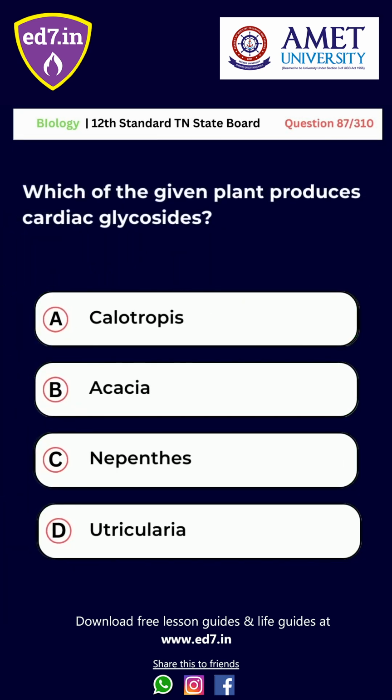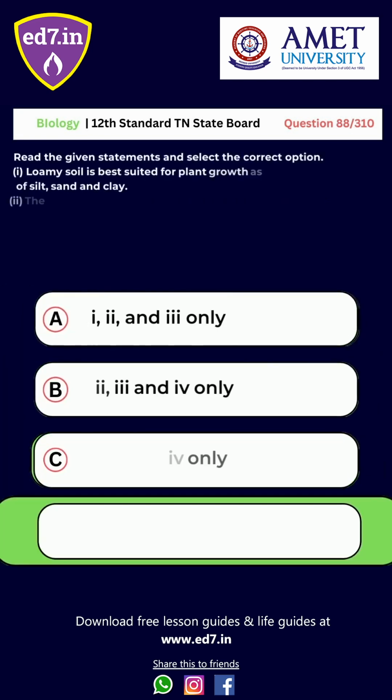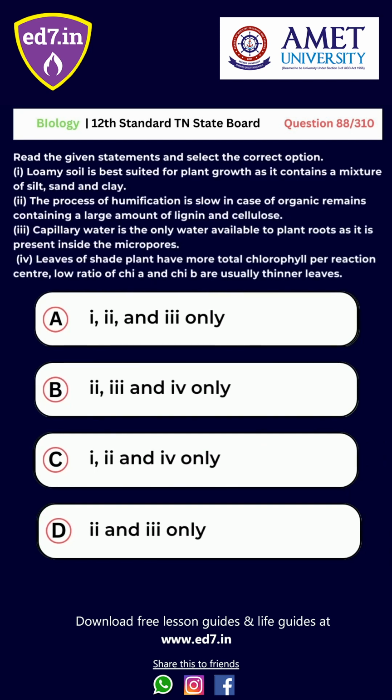Question number 87. Which of the given plants produces cardiac glycosides? Option A. Calotropis, B. Acacia, C. Nepenthes, D. Utricularia. And the right answer is option A. Calotropis. Question number 88. Read the given statements and select the correct option.